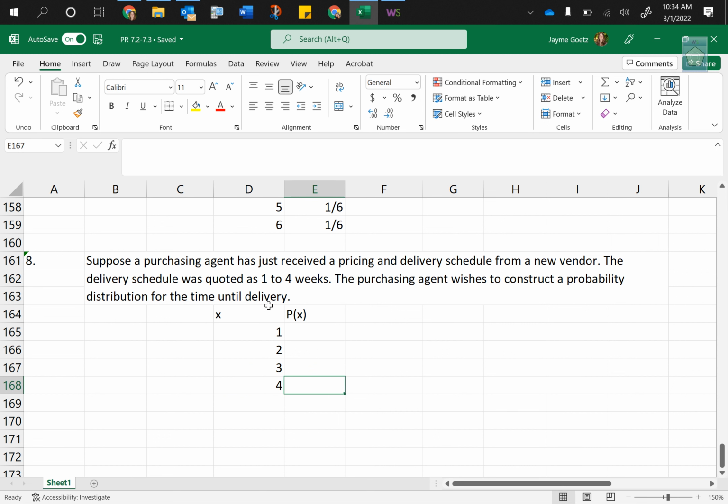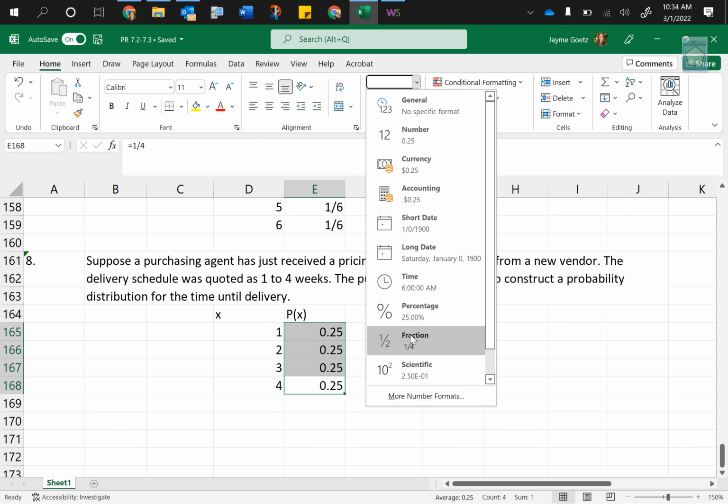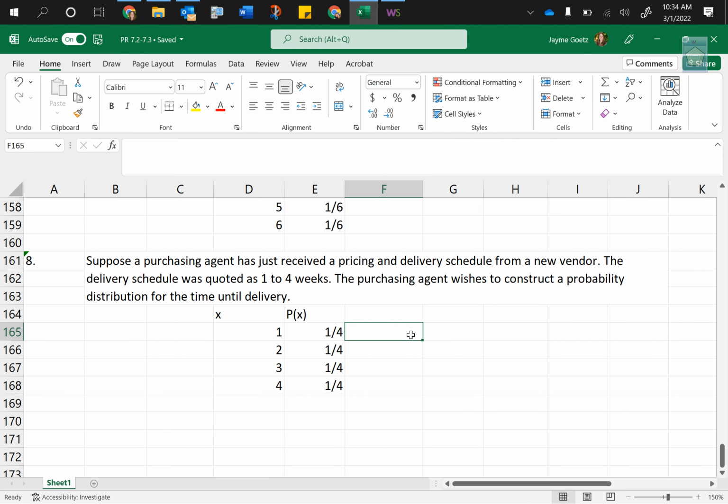We don't know. Now the probability of each week is not different from the other. So the probability of it getting here on week 1 would be 1 out of 4. Week 2 would be 1 out of 4. Week 3 would be 1 out of 4. Week 4 would be 1 out of 4. All of those probabilities are the same. And that's where we get the discrete uniform distribution. They all have the same probabilities.